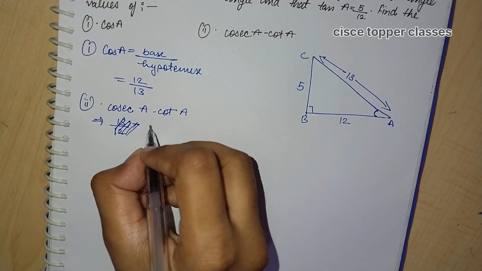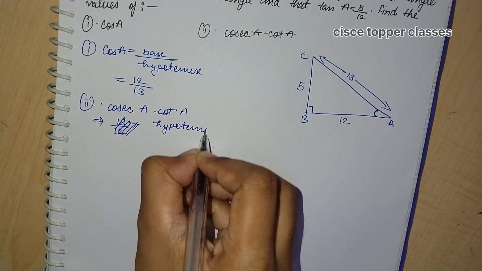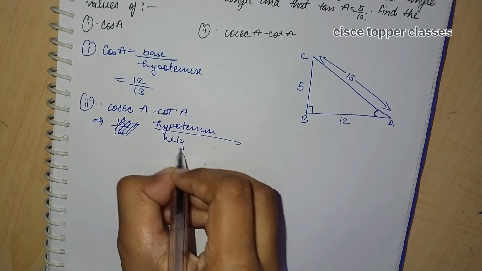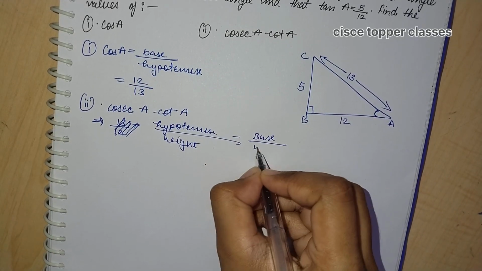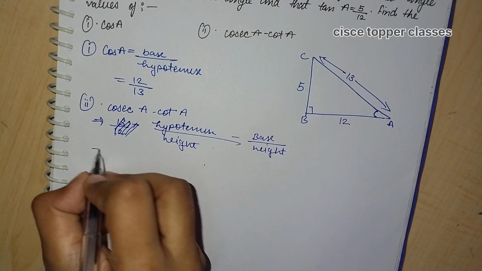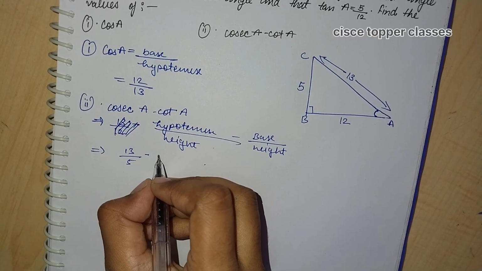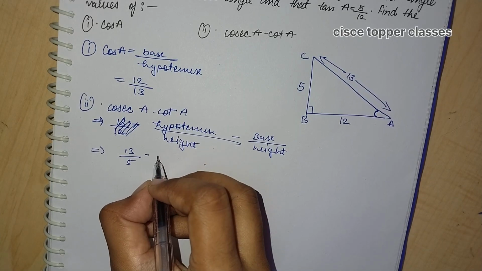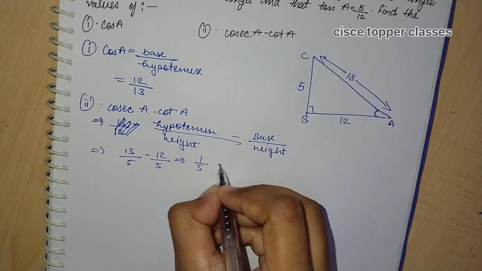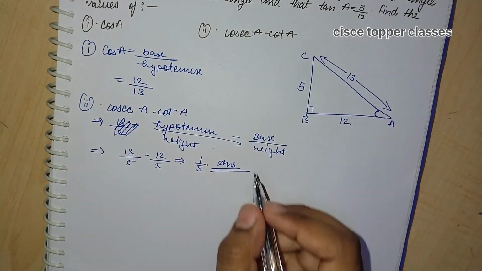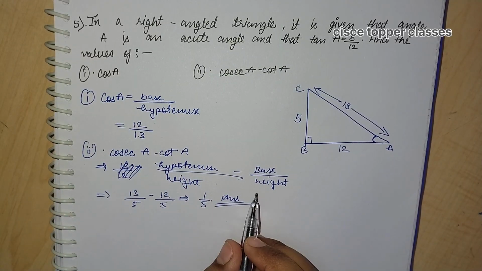So we can write in the normal form firstly: hypotenuse by height of this triangle minus cot A, which is base by height. Here we can write hypotenuse by height as 13 by 5 minus base by height, which is 12 by 5. So here we can write 1 by 5 is the answer. This is the solution of the fifth question. This is the answer of the first part and this is the answer of the second part.